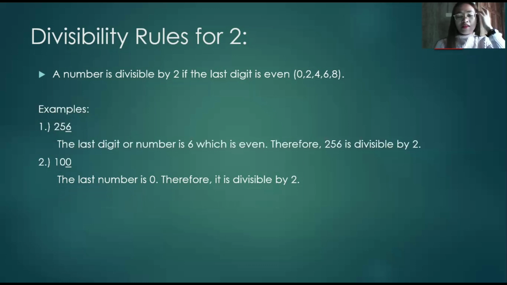Did you understand, class? So what do we remember? As long as the number ends in an even digit, that is, 0, 2, 4, 6, and 8, it is divisible by 2. Another example, 99.